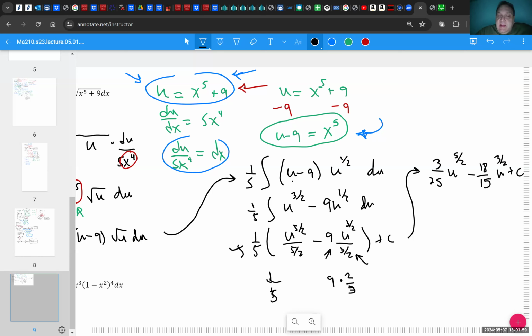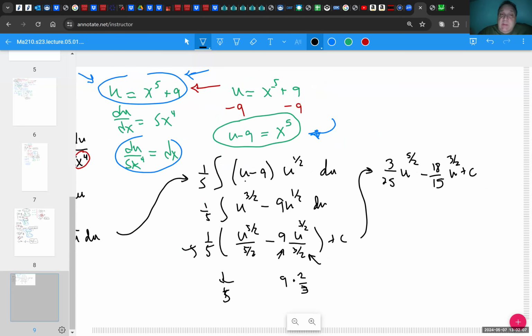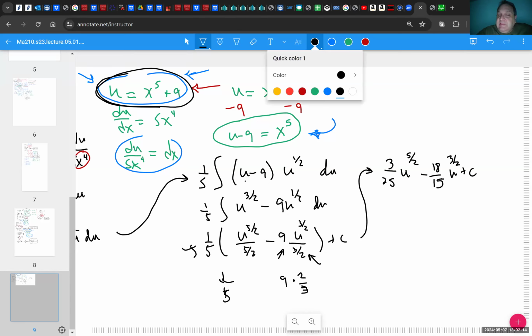All right, and then I can simplify my fraction and rewrite my answer in terms of what u is, what the original variable is. Remember that u was x to the 5 plus 9. So I'll be writing this now with x to the 5 plus 9 in place of u. So 3 over 25, u to the 5/2 becomes this (x to the 5 plus 9) to the 5/2.